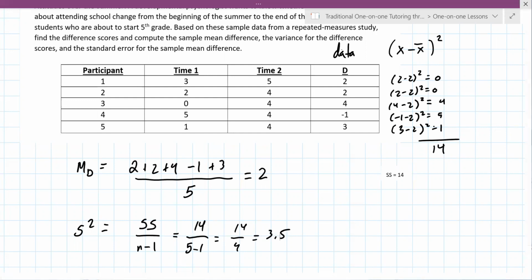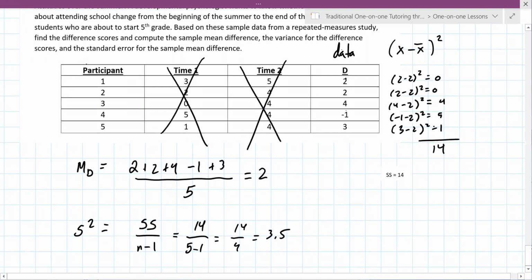Going back here, when you're doing those calculations on the right, like 2 minus 2 squared, you're taking the MD, and that's the 2. The numbers 2, 2, 4, negative 1 are that D. That's why I said these other numbers don't matter anymore. Once you get this, you only care about these, you treat that as your data. That's like going back to chapter 2 or something in this class. So your SMD is the square root of 3.5.